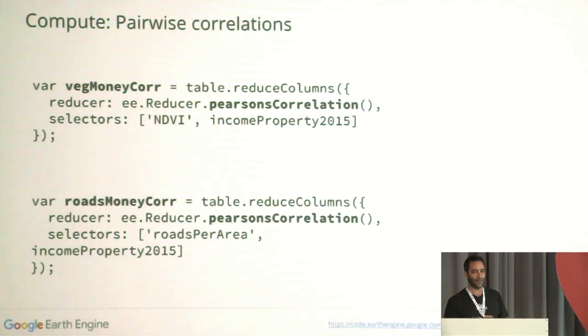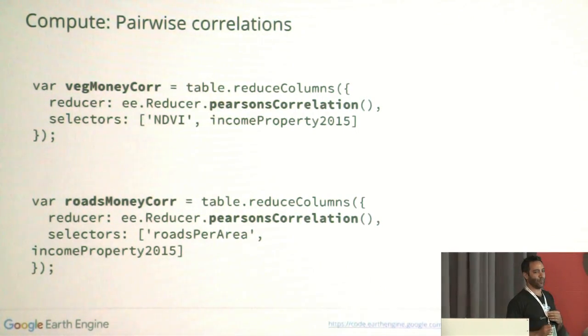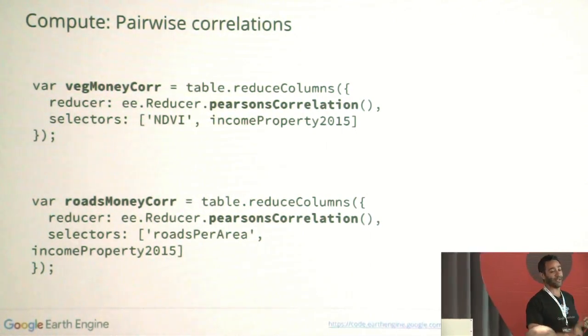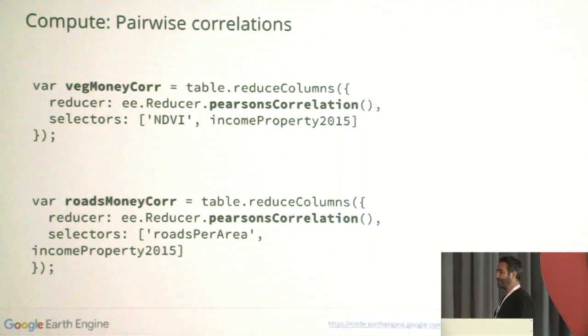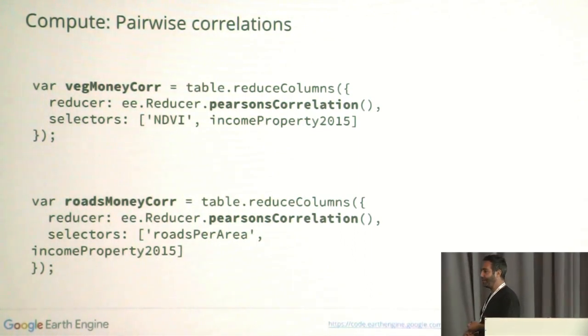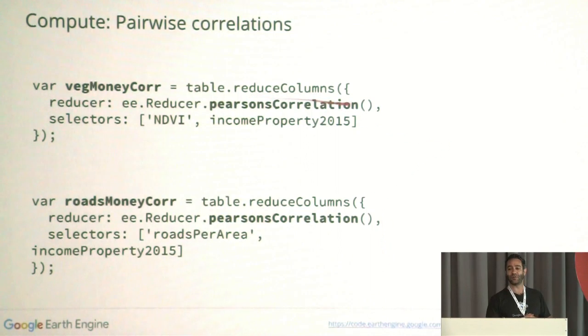Okay, so in my minus 3 minutes remaining, you might be wondering what is the actual correlation between aggregate income and road density, or aggregate income and mean NDVI, and here's how you find that out. Again, reduce columns on the table with a correlation, just a regular old Pearson's correlation here. I want to know the correlation between NDVI and income and roads per area and income.